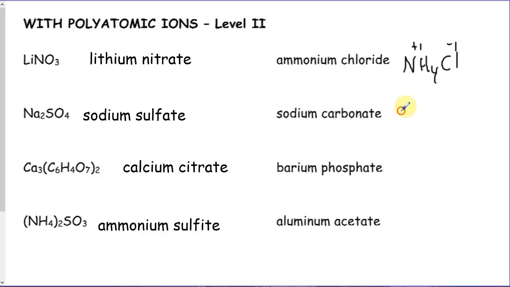Sodium carbonate, so we know what sodium is, Na. We look up the charge, +1, and carbonate is CO3, and it has a -2 charge. Now we crisscross these. The 1 goes behind carbonate, and I don't have to do anything about that. And so the sodium gets a 2, and so the formula for sodium carbonate is Na2CO3.